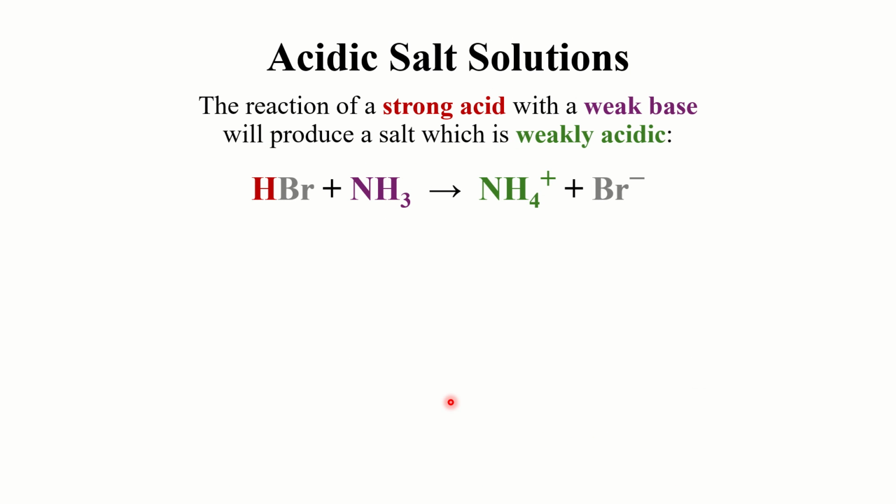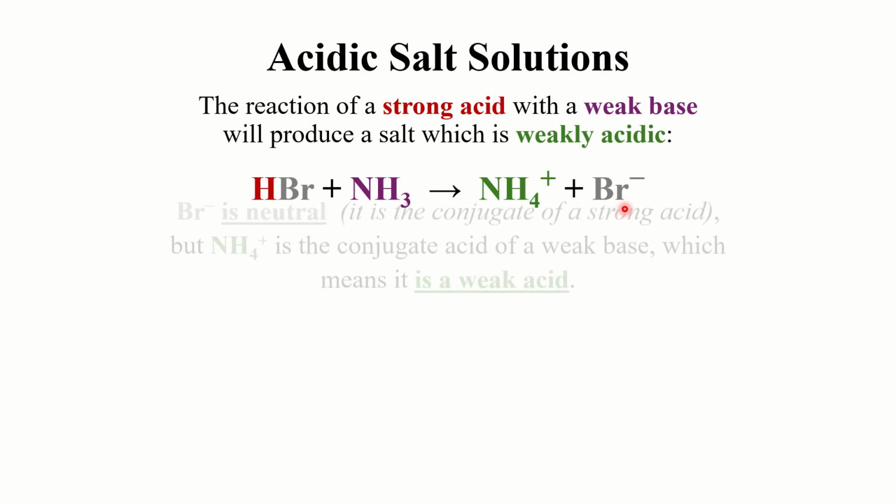And finally, acidic salt solutions. These result from the reaction of a strong acid with a weak base. They produce a salt which is weakly acidic. So for example, HBr plus NH3: HBr, hydrobromic acid, a strong acid, reacting with the weak base NH3. NH3 accepts that H+ and forms NH4+, and we get Br-.